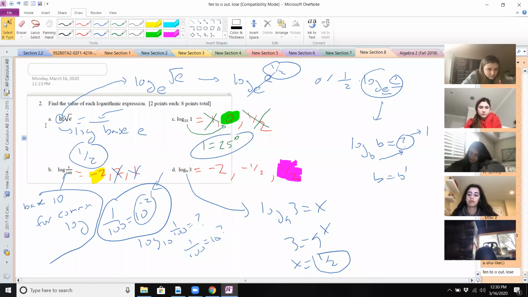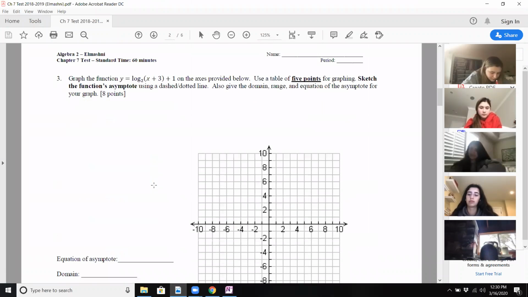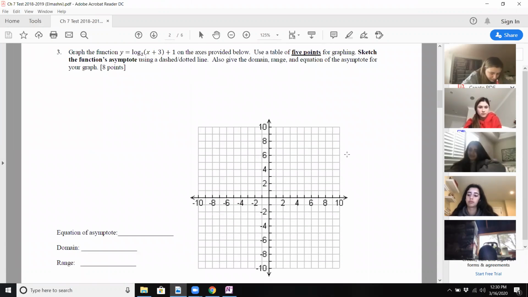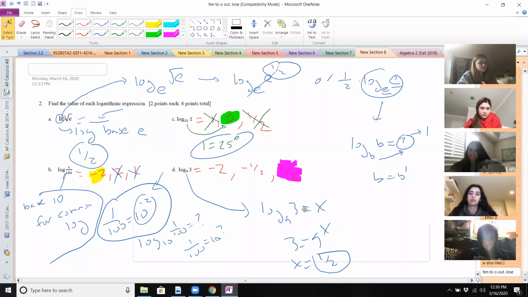Okay. So let's keep moving. Let's talk about doing a log graph. Then we'll do the calculator parts.